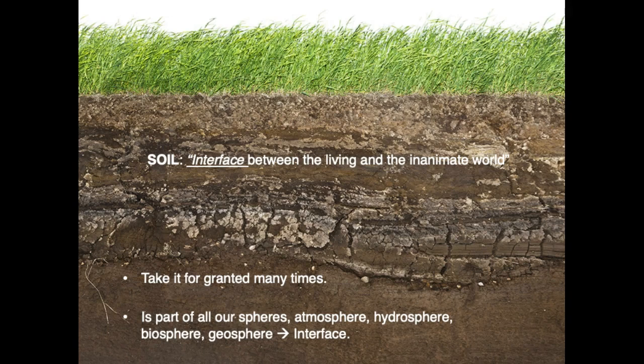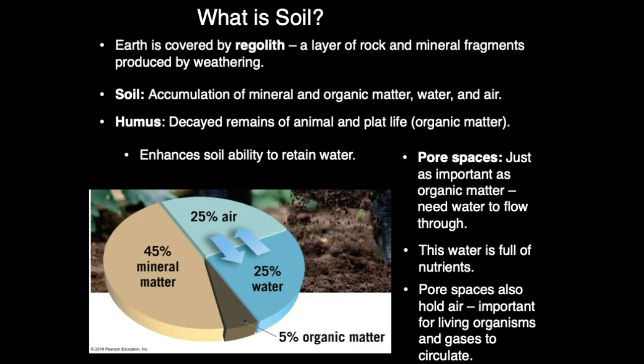Okay, so most of Earth is covered by regolith. Regolith is a layer of rock and mineral fragments that are produced by weathering. Soil itself is a combination of mineral and organic matter, as well as water and air. Okay? The overall concentrations of these four things may vary from place to place, but there are always these four things regardless of the place.